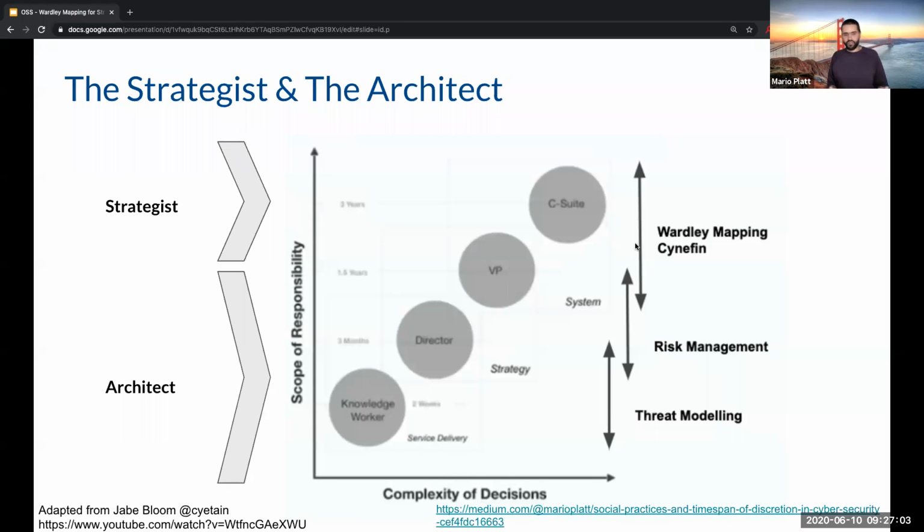Strategists can use methods and frameworks like Wardley mapping and the Cynefin framework for developing strategy and sense making. I'll be doing a talk on the Cynefin framework next week for the Open Security Summit as well.